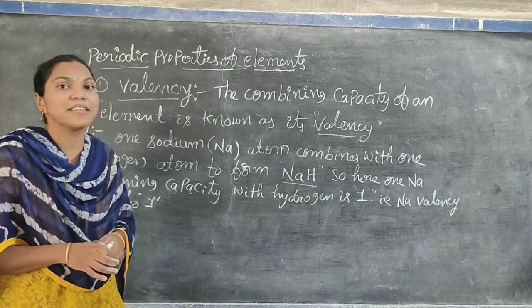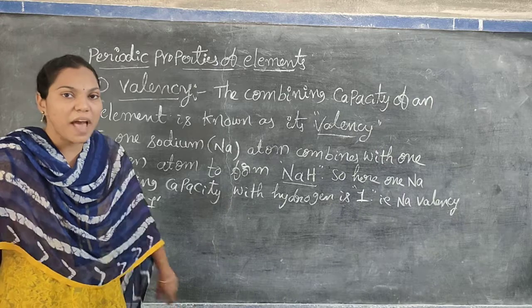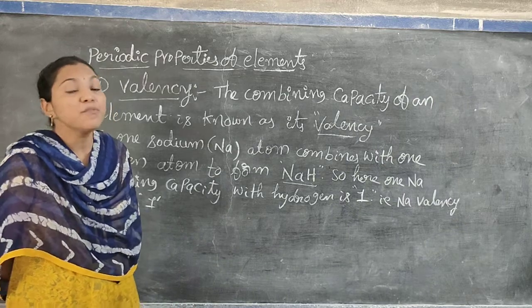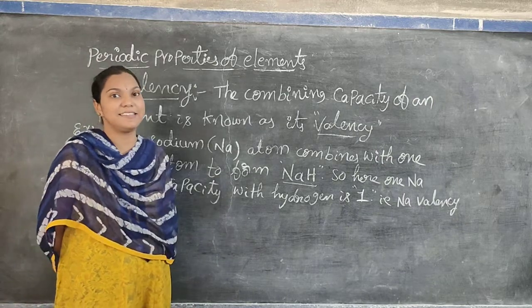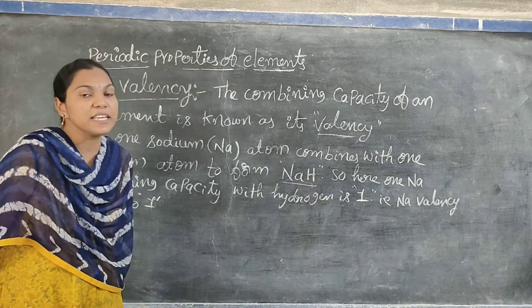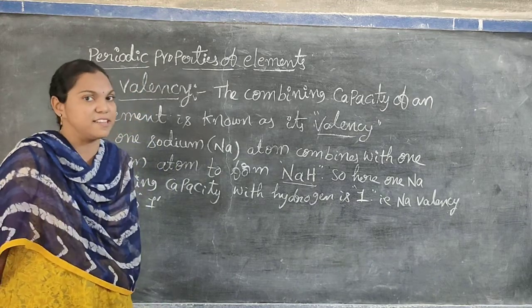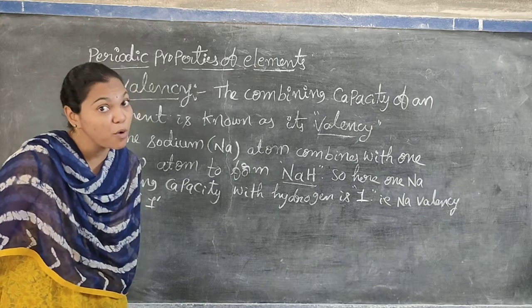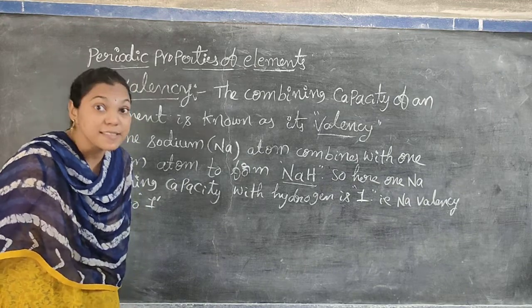Third A group has valency 3. Fourth A group has valency 4. Fifth A group has valency 3. Here we can say that from left to right in a period, it first increases, then it decreases. But in a group from top to bottom, the valency is always the same.